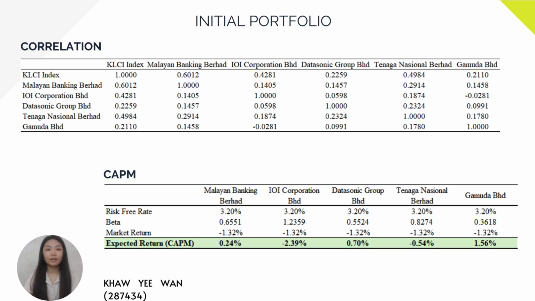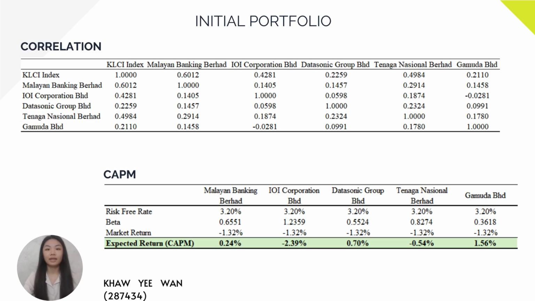Gamuda Berhad. Here, we have the correlation matrix of our 5 chosen stocks along with the KLCI index. From the table, we can see that Datasonic Group Berhad and Gamuda Berhad have a weak positive correlation with the KLCI, both less than 0.4. IOI Corporation Berhad and Tenaga Nasional Berhad have moderate correlations of 0.43 and 0.49 respectively, while Malaysian Banking Berhad shows a strong correlation of 0.6 with the KLCI index, meaning it tends to move in line with the index.